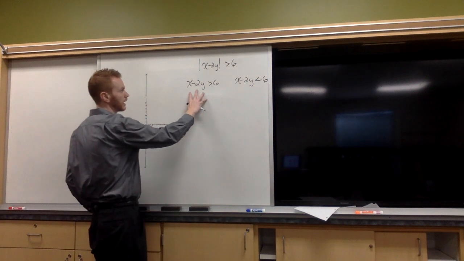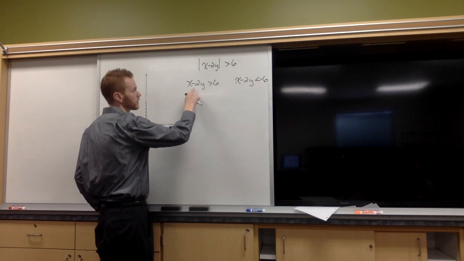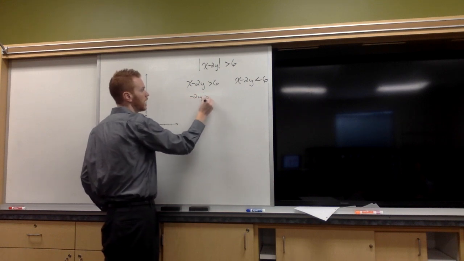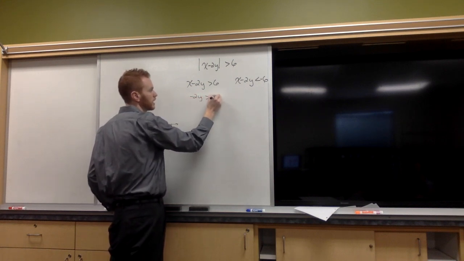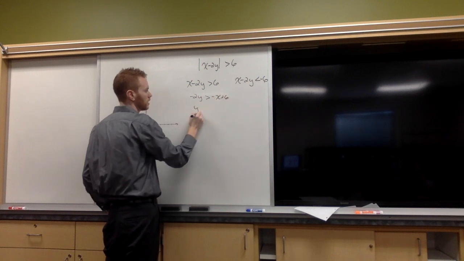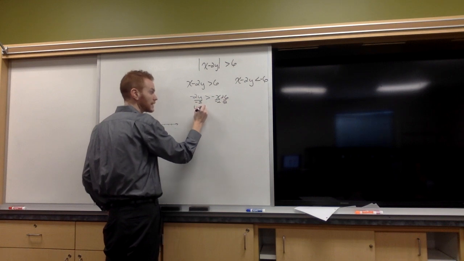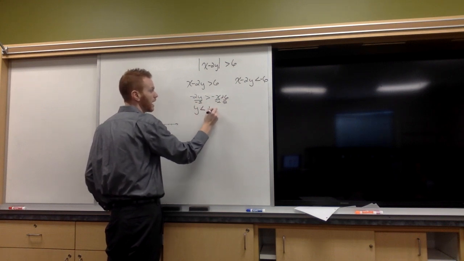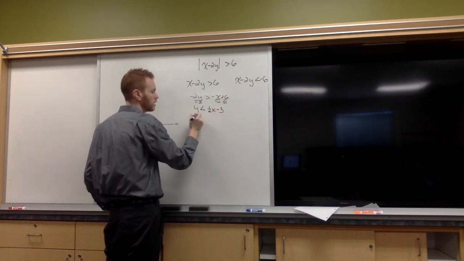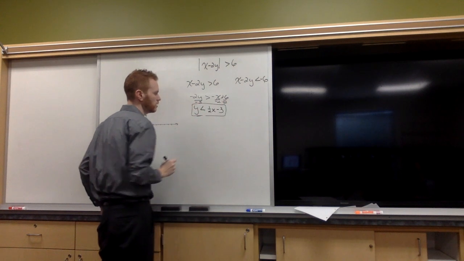Okay, so for this guy, I'm going to solve for y. So negative 2y greater than negative x plus 6. Divide both sides by your negative 2's. So y is now less than a half x minus 3. So here's my first equation.